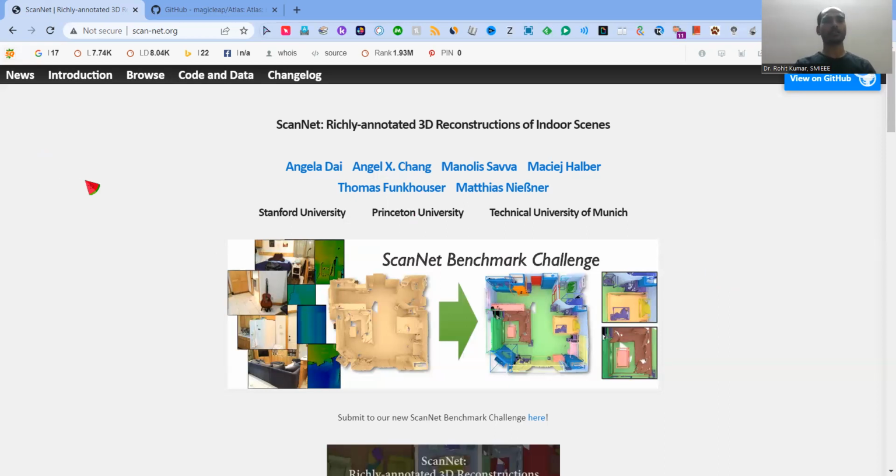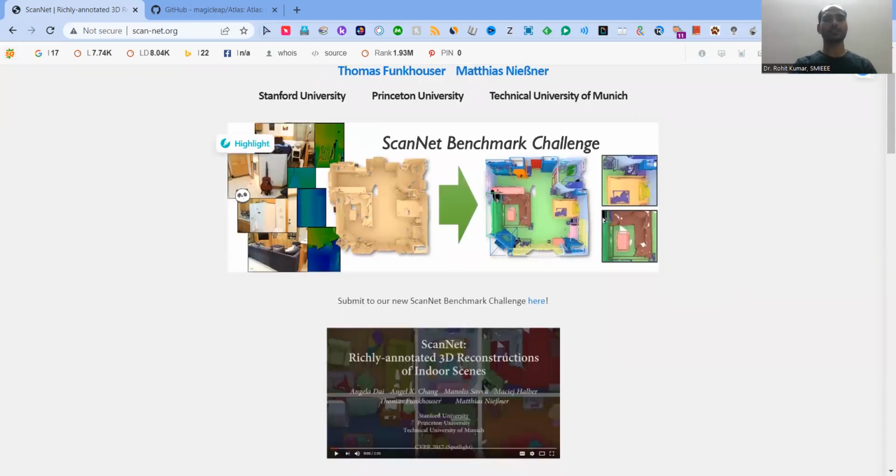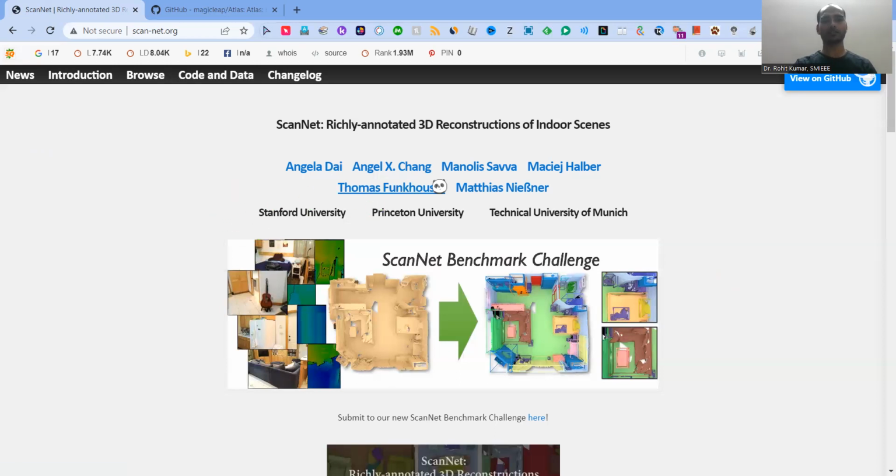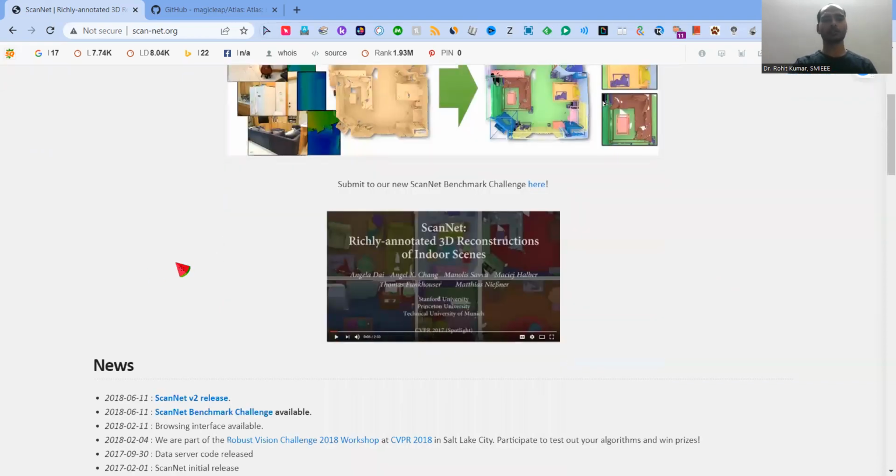Today we are going to talk about a richly annotated 3D reconstruction-based indoor scenes dataset called ScanNet. So here we are at the homepage of the dataset, and here you can see the contributors, the original authors from Stanford University, Princeton University, and the Technical University of Munich. So quite a collaborative work, and you can see that they have given the benchmark challenge also.